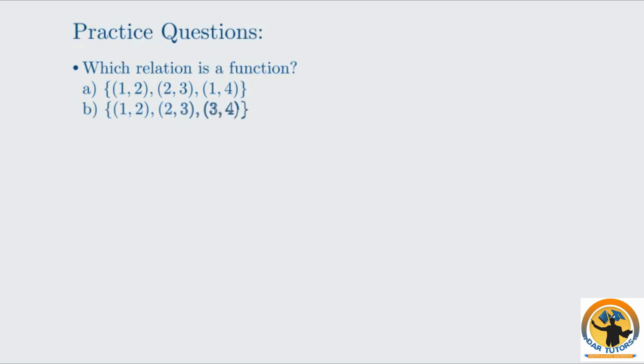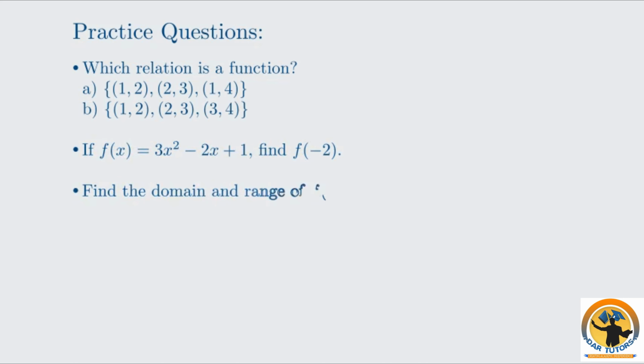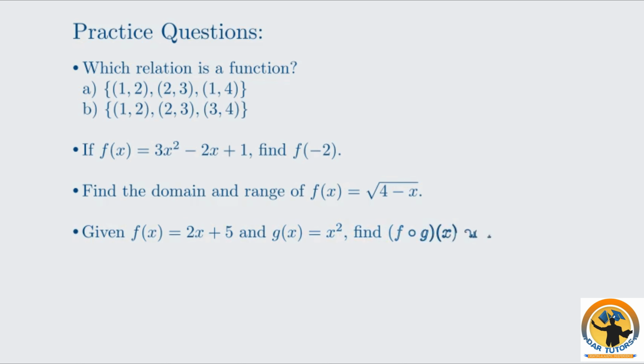To help you practice and master these concepts, here are 5 questions with their answers. Take your time to work through them. Question 1. Which of these relations is a function? Question 2. If f(x) = 3x² - 2x + 1, find f(-2). Question 3. Find the domain and range of the function f(x) = √(4 - x). Question 4. Given f(x) = 2x + 5 and g(x) = x², find f(g(x)) and g(f(x)).